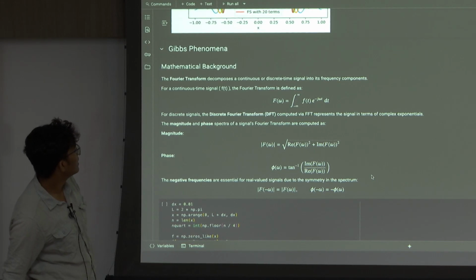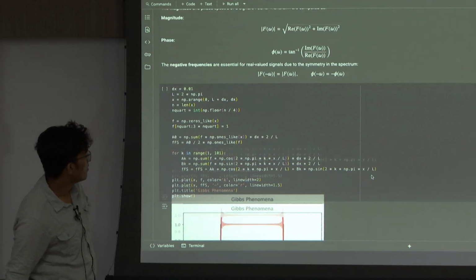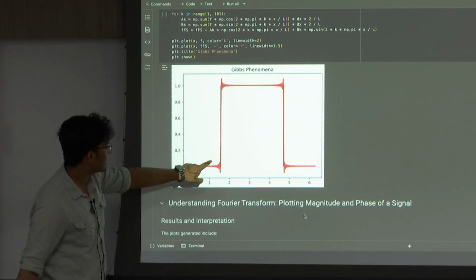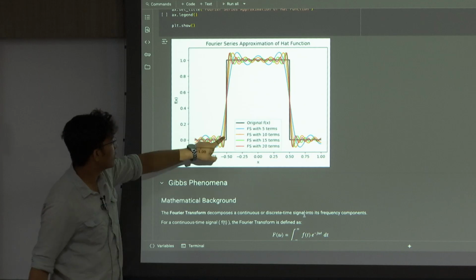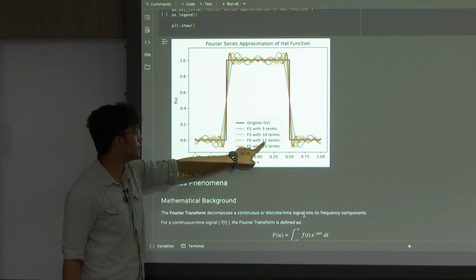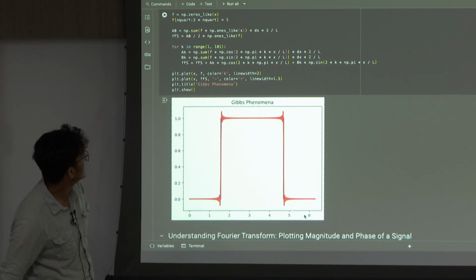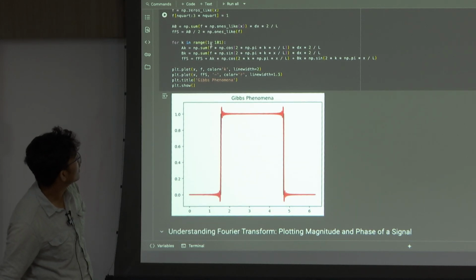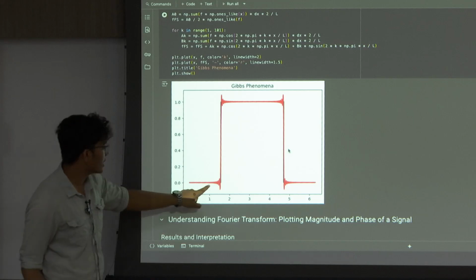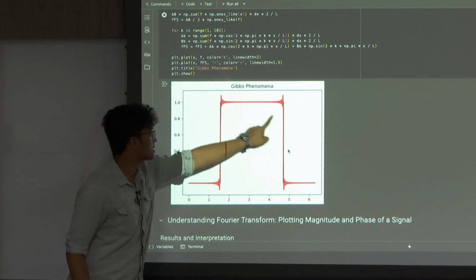There is another, the Gibbs phenomenon, which also helps us realize the magnitude and phase of the whole transform. It is the same thing we did here, but we were analyzing for 5 terms, 10 terms, 15 terms, and 20 terms. That is for more than 50 terms. As you can see, it is going for 101 terms. That's why we are getting near that box shape.